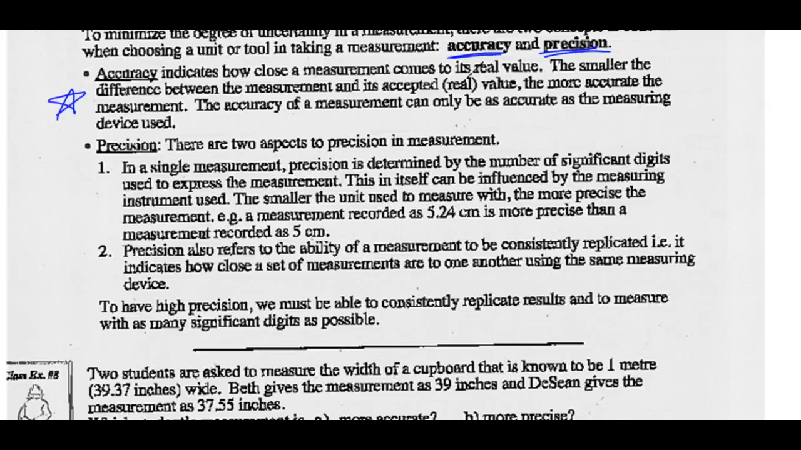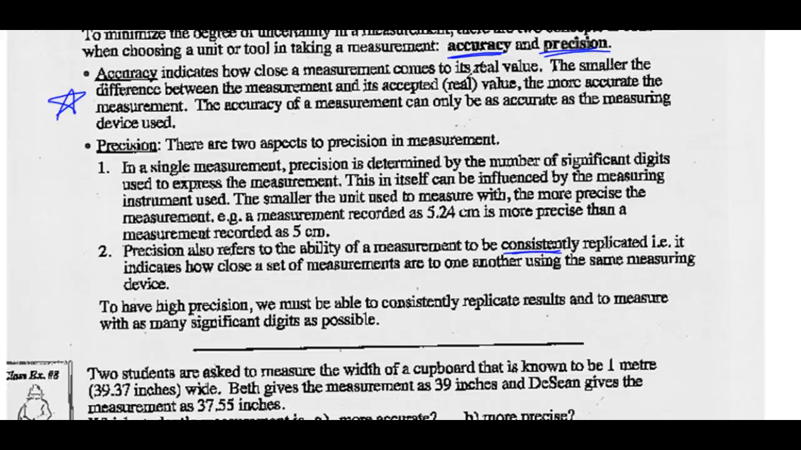If you look at precision, there are two aspects to precision in measurement. In a single measurement, precision is determined by the number of significant digits used to express the measurement. This in itself can be influenced by the measuring instrument used. The smaller the unit used to measure with, the more precise the measurement can be, as given by that example. Precision also refers to the ability of a measurement to be consistently replicated, i.e. indicates how close a set of measurements are to one another using the same measuring device.